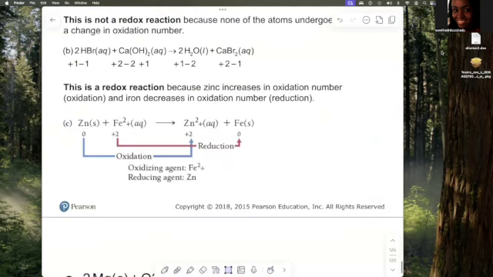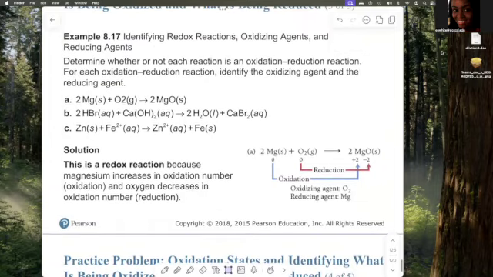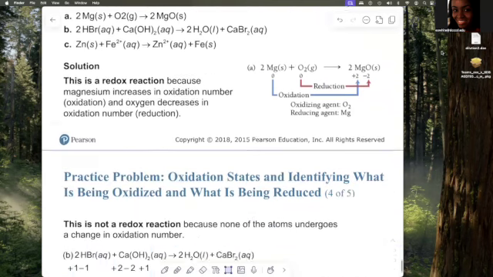Okay, let me go back here and see what it says. Oh, this is a question. Determine whether or not each reaction is an oxidation reduction reaction. For each oxidation reduction reaction, as in redox reaction, identify the oxidizing agent and the reducing agent. Okay, we can do this.